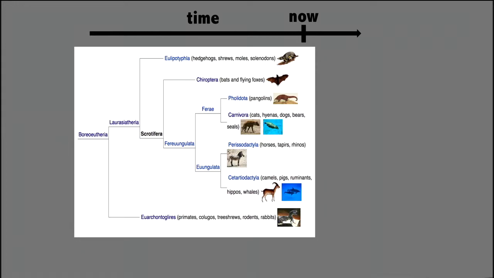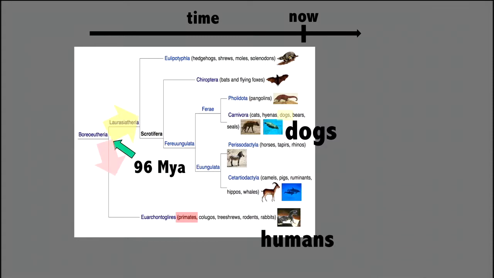Now, to get a better understanding of what the ancestors of dogs and humans look like, we can look more carefully at the phylogenetic tree that includes both dogs and humans. Here's where dogs are. They're carnivores, along with cats, hyenas, bears, and seals. And here's where humans are. Humans are in the group primates. Now, if you trace back these trees, you can see that 96 million years ago, the Boreotheria divided into the Laurasiotheria, the yellow arrow, which became dogs and other things, and the Euarchontoglires, which became primates and other things. That division was 96 million years ago.